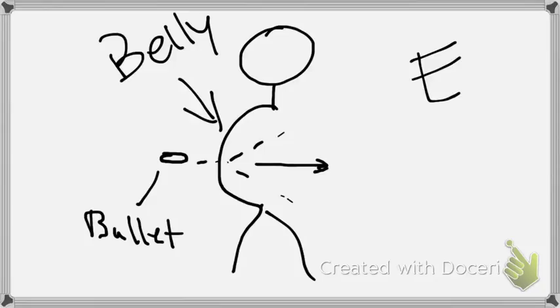Energy. Creating a tremendous amount of energy. And we know that energy can't be what? Destroyed. Right. Energy can't be destroyed. So what's going to happen here is this round is going to go through, but it's going to cavitate, and the energy coming off of that round could cause ruptured organs, lacerated organs. It could cause internal damage to the organs. Can you see that?